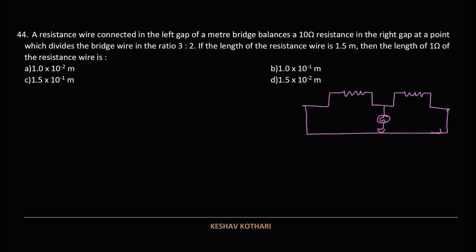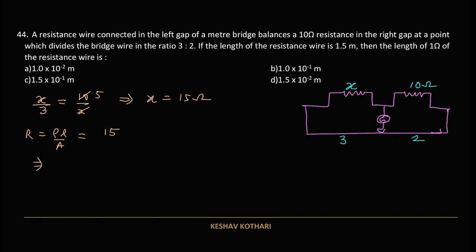This one is X, that is not known, this value is equal to 10 ohm and the ratio is 3:2. So from the balanced Wheatstone bridge condition I can write that X by 3 is equal to 10 by 2, so X is equal to 15 ohm. Now I write that resistance R is equal to rho L upon A, and it is equal to 15 ohm. Rho is not known, length is equal to 1.5 meter, and R is 15. So from here we can say that rho by A is equal to 10.